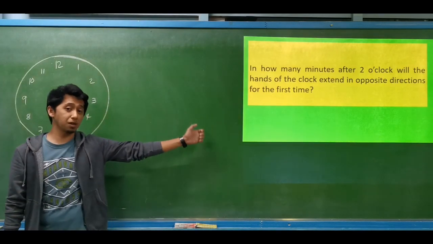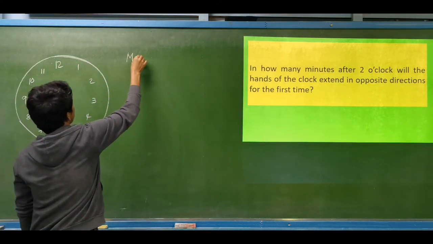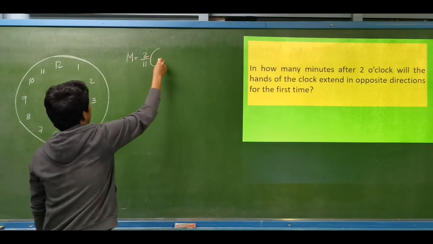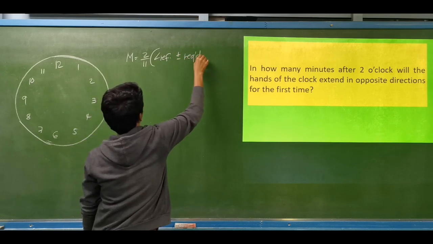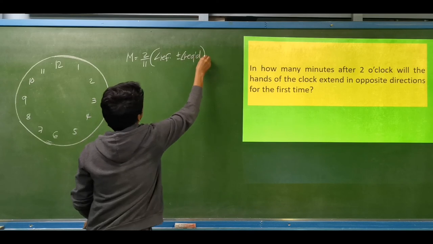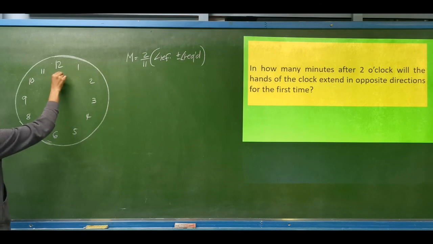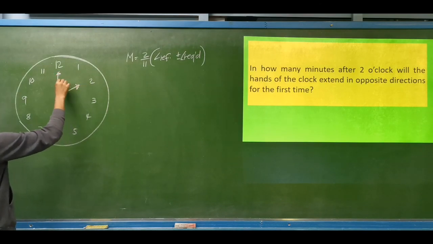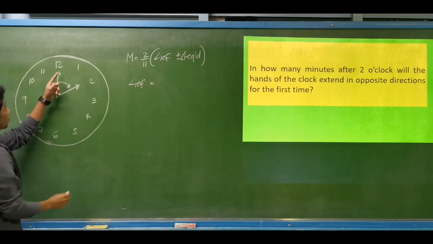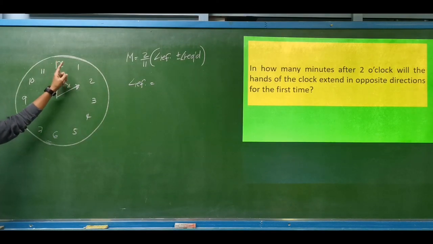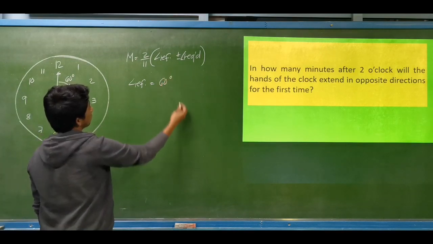Okay, again, let us analyze the same problem using Padilla's equation. We have the number of minutes equal to 2 over 11 multiplied by your angle reference, plus or minus the angle required. Let us establish our reference. Our reference will be 2 o'clock. So what is this angle? Our angle reference is equal to, we have 30 between two numbers, so that is 30 plus 30, obviously this is 60 degrees. That will be our reference angle.